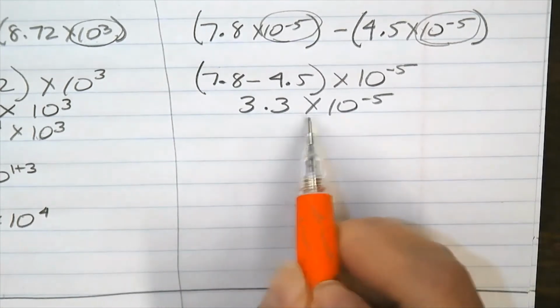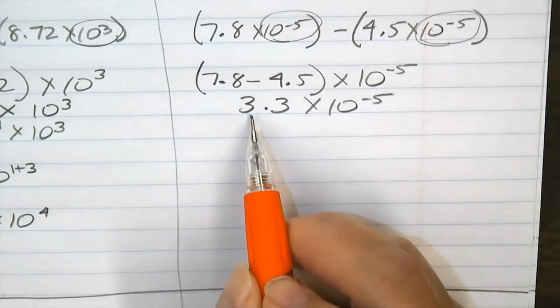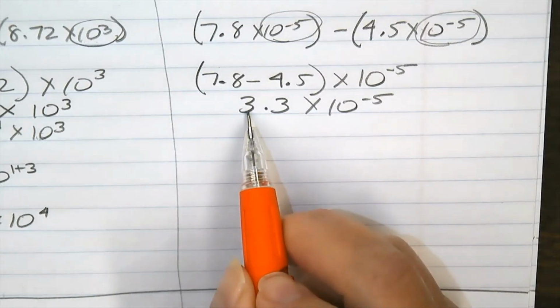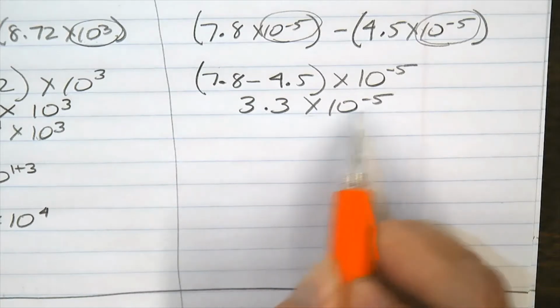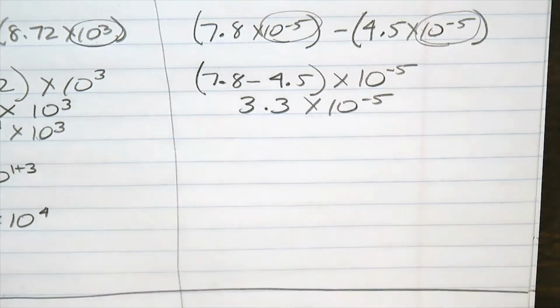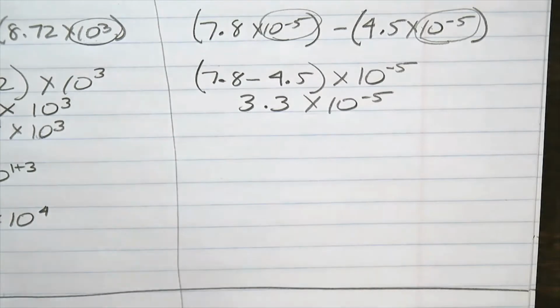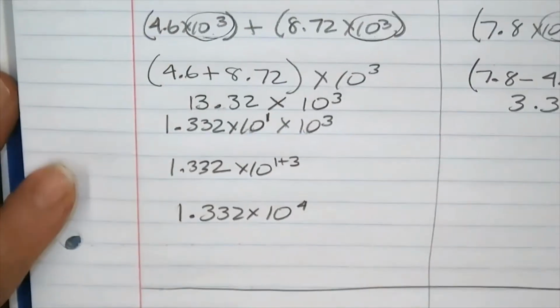Now, since this is already in scientific notation, 3.3 is greater than 1 and less than 10, it's between 1 and 10 times 10 to the negative 5. I'm done. That's nice. But life doesn't stay that simple, because what happens when our power of 10 is not the same?